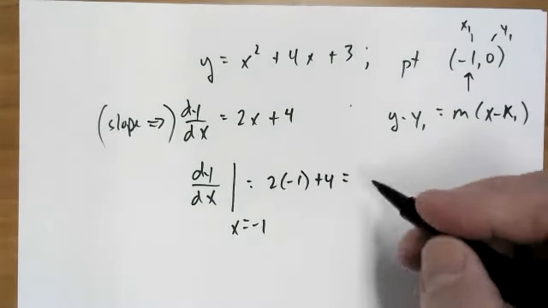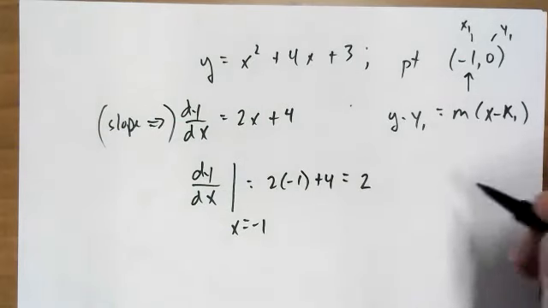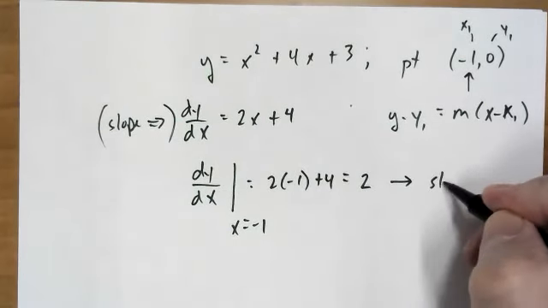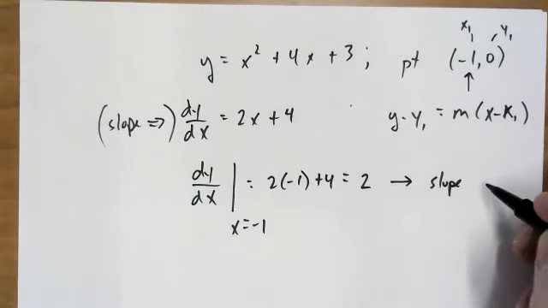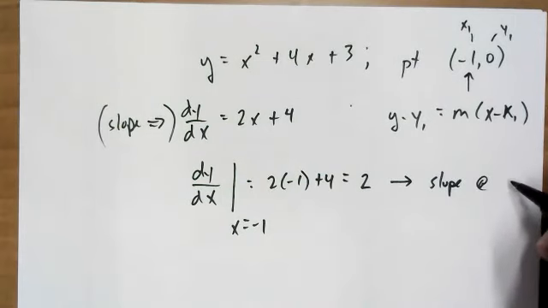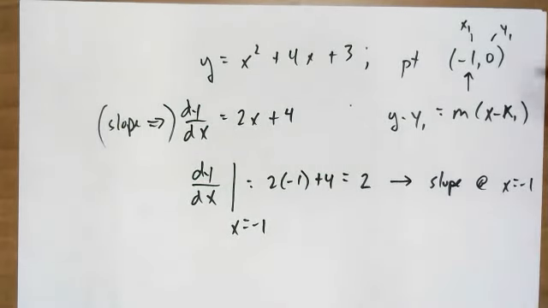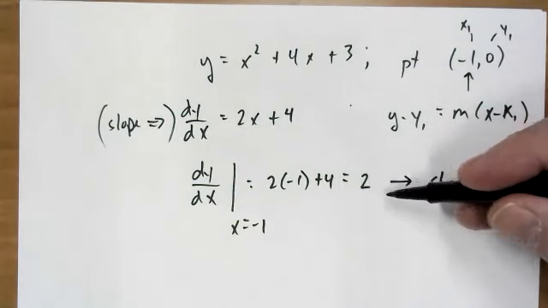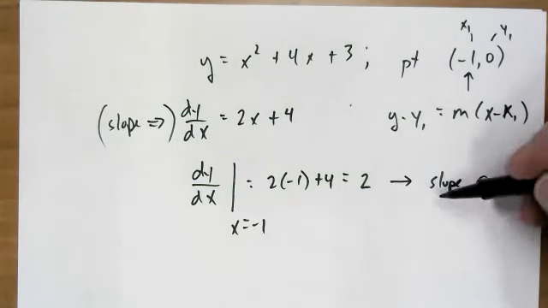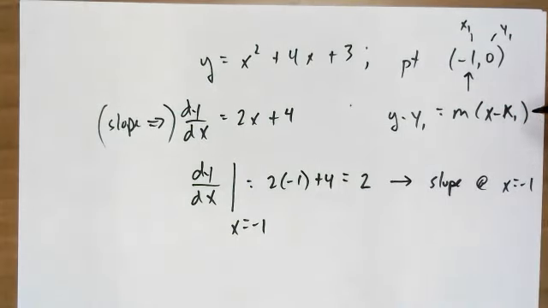So -2 plus 4 is 2. So this is the slope at x equals -1. It's the slope of that point on the curve, but it's also going to be the slope of the tangent line at that point.